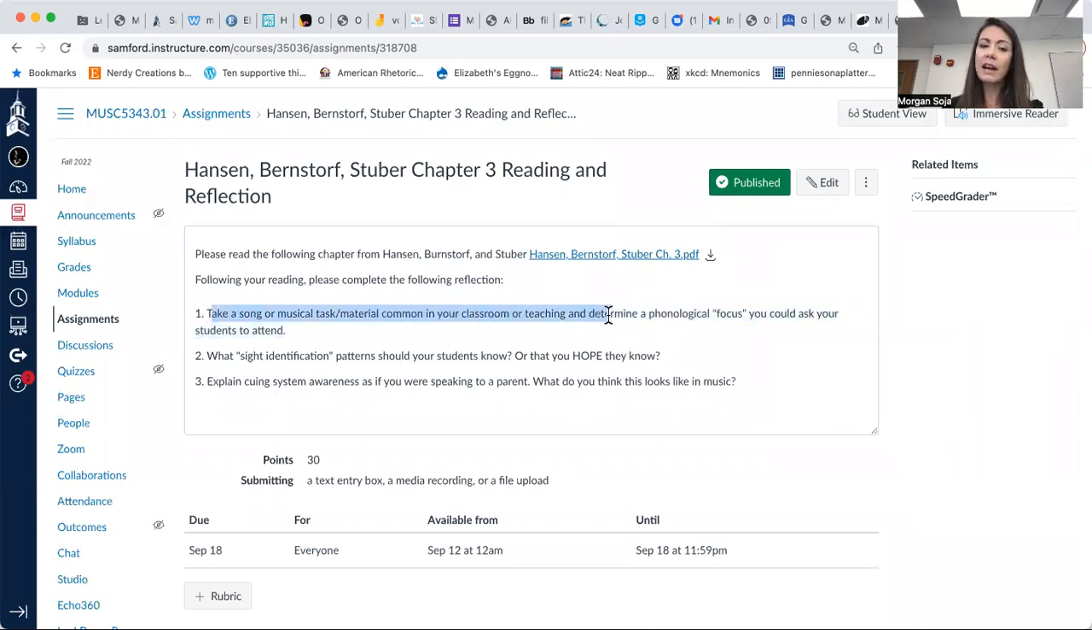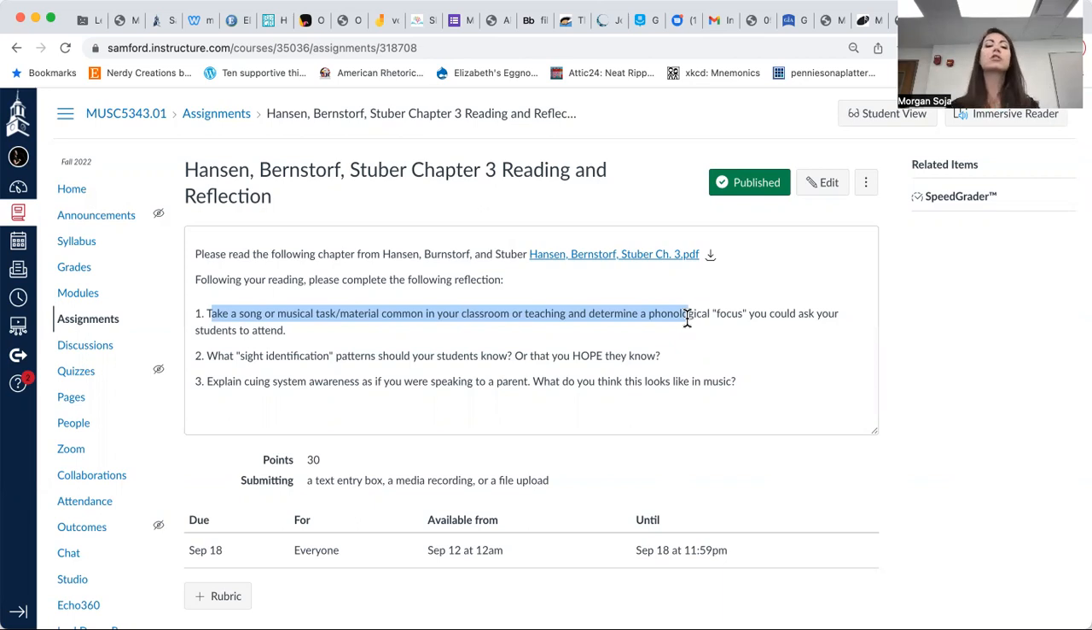Take a song or a musical task common to your classroom or teaching and determine a phonological focus you could ask your students to attend to. So if you're teaching, whatever it is you're teaching, whether it's band, whether it's choir, whether it's piano, what is a thing that you could have your students attend to via sound that would make sense for them to attend to, that you would actually ask them to do, right? And then what is a sight identification pattern that you would want your students to know, or you would hope they know? Please don't use do, re, mi, fa, so, or B flat major as your key signature, since we talked about those in class.